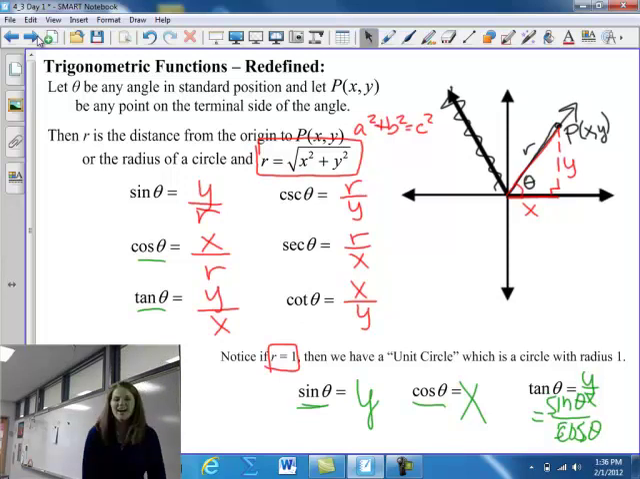All right, so tangent, remember, is sine over cosine. Sine is y, cosine is x. Or if you have a radius that's not 1, just remember to divide sine and cosine by the radius amount.